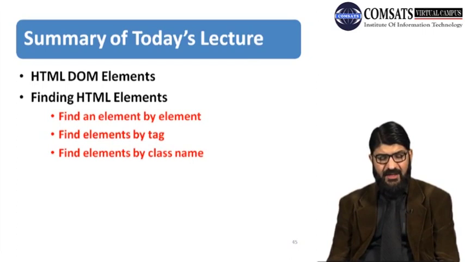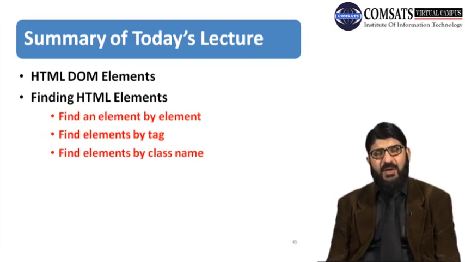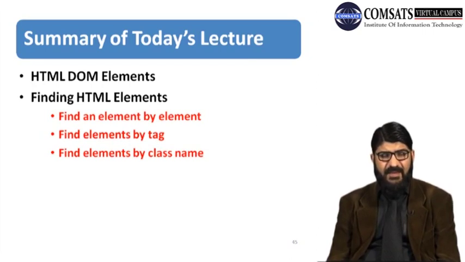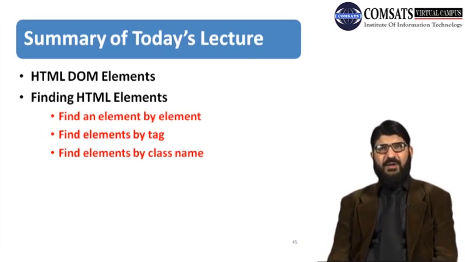And then we have seen that an HTML element can also be found by class, and for that we have seen that the class name is passed as a parameter to the function. The method is getElementsByClassName. So the name of the class is given, and then that is assigned to a particular variable, and using that we can change different attributes of it.